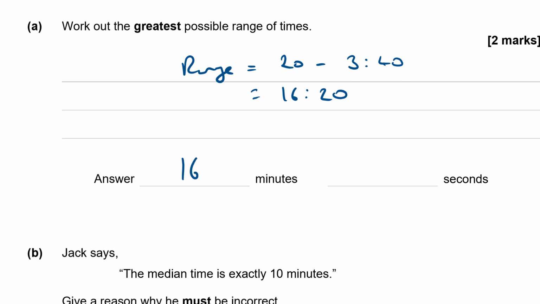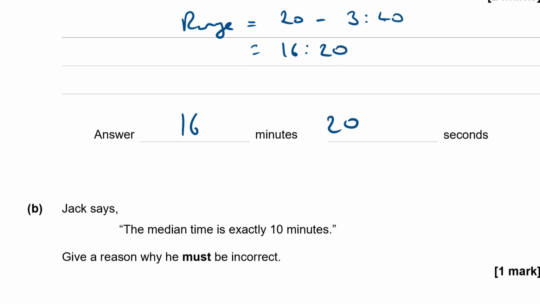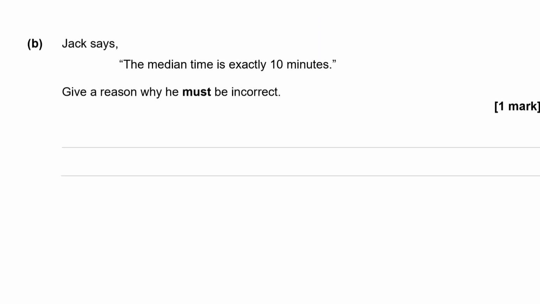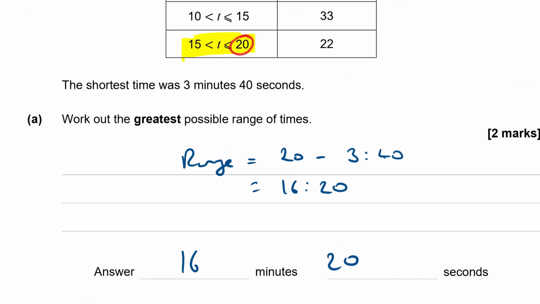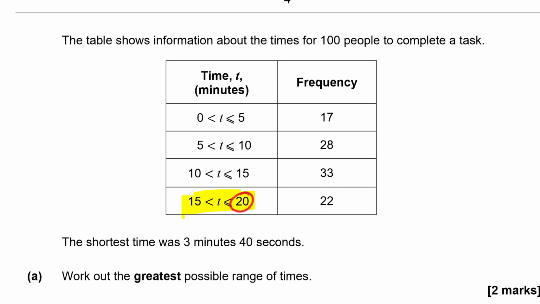So 16 minutes 20. Now part B says, Jack says the median time is exactly 10 minutes. Give a reason why he must be incorrect. Well, the median value is the time taken by the middle person, and if I've got 100 people, then the middle person is going to be 101 over 2, isn't it? It's the 50.5th person. So where do they lie in the data set?